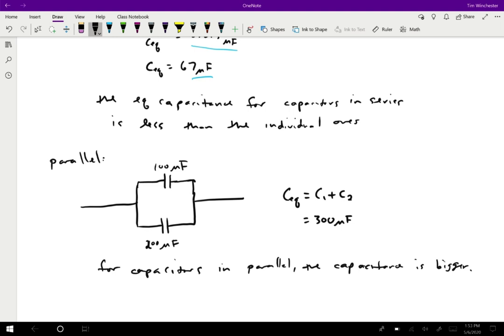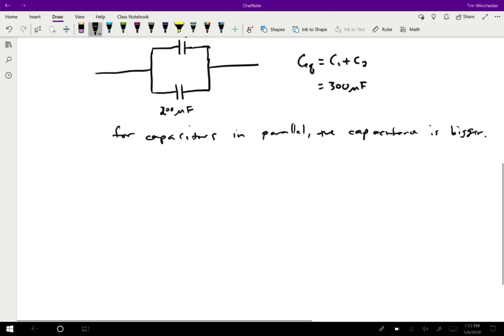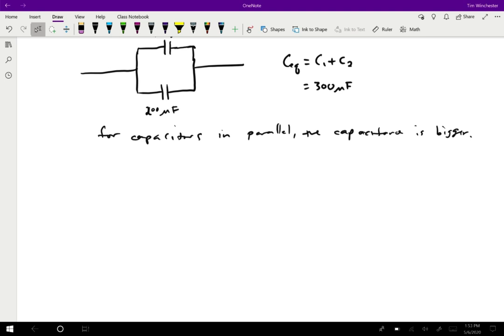In the case of capacitors in series, each capacitor interferes with the capacitance of the other one. And so by having the other capacitor in the way, you end up with less capacitance than what you would have had. Okay, so let's do just another example with a slightly more complicated network.